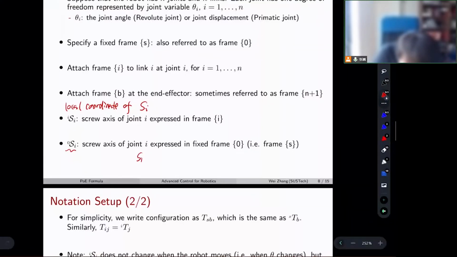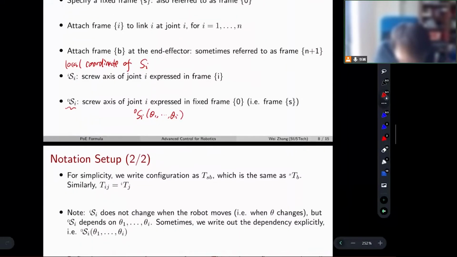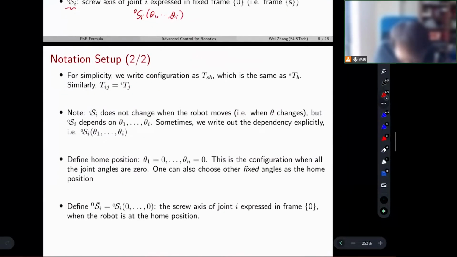This is S_i, which is typically a function of theta 1 up to theta i minus 1. Typically, I will just write theta i. Yes, here I wrote this out explicitly.